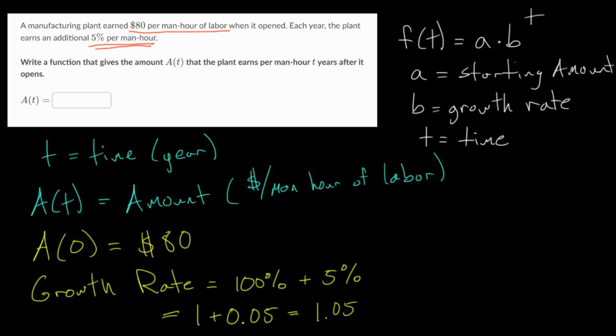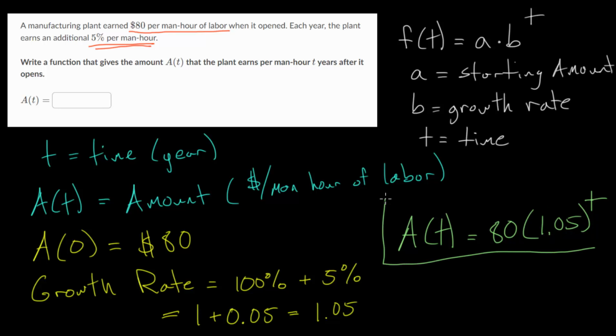So comparing it to our general formula, we can rewrite our function, A of t, as being equal to the starting amount, 80, multiplied by that growth rate, 1.05, and that's all raised to the t power. So this right here will be our final answer for our formula. Though to check these, I encourage you to make a table and make sense of this formula for yourself.